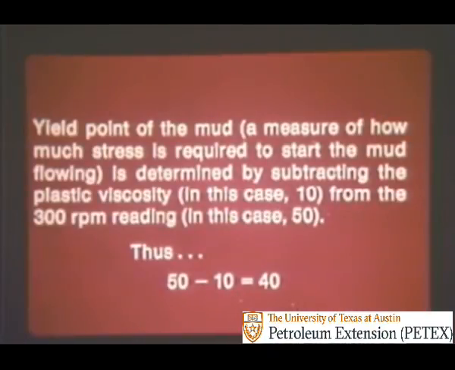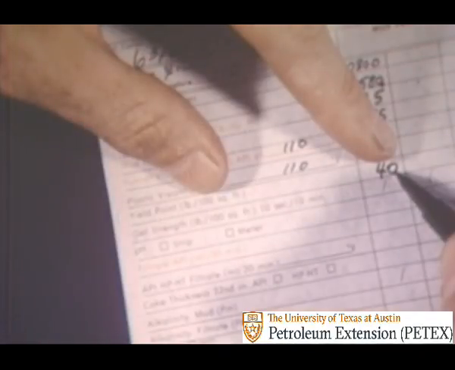The yield point of the mud, a measure of the electrochemical forces causing resistance to flow, is determined by subtracting the plastic viscosity, in this case 10, from the 300 RPM reading of 50. Thus 50 minus 10 equals 40. The figure of 40 is written on the form. Notice that yield point is in terms of pounds per 100 square feet and not in centipoises, as is plastic viscosity. Both yield point and plastic viscosity are useful in determining mud treatments and in making certain calculations used in drilling fluid engineering.